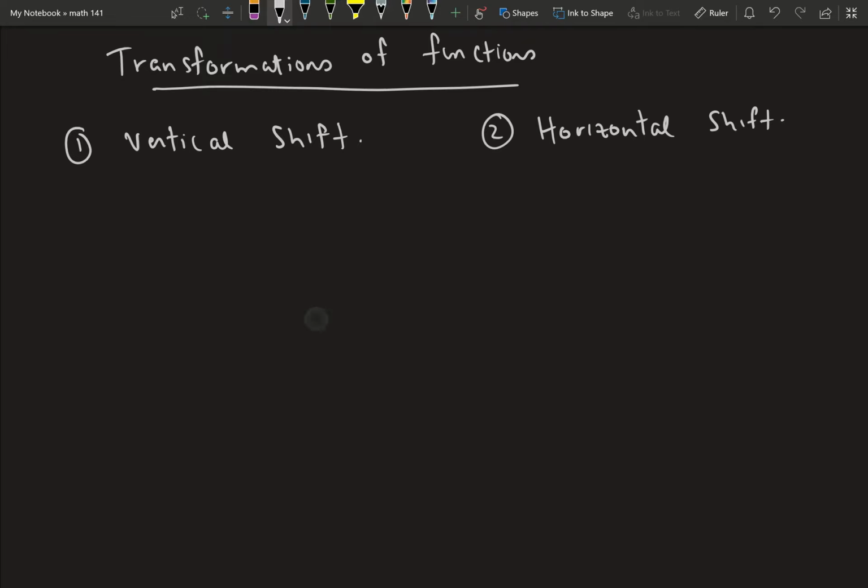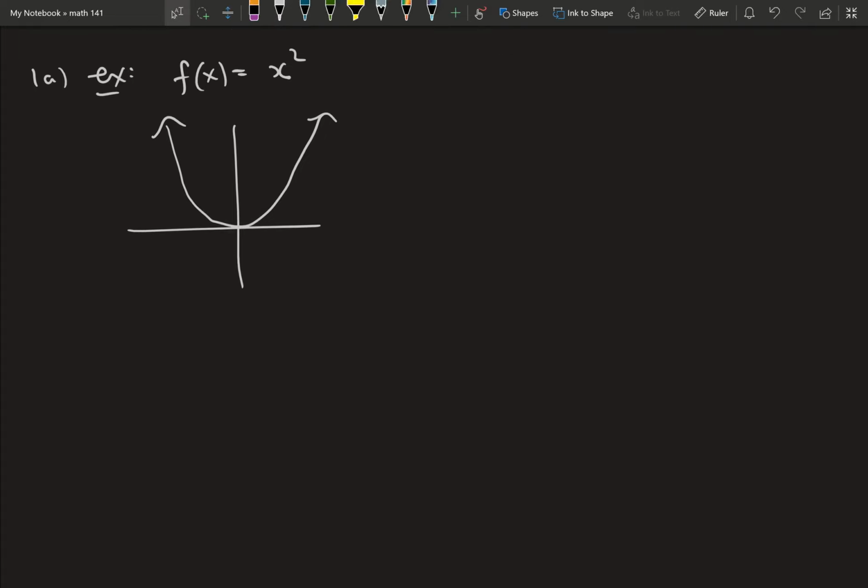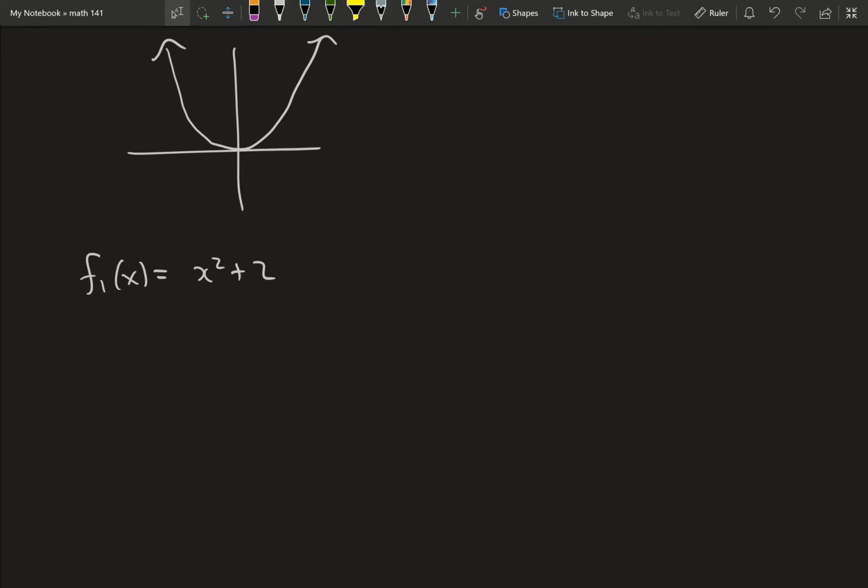So for the vertical shift, we'll do all of these by example first, and then we'll generalize it. So let's take the function f of x equals x squared. This is a well-known function. We've done the graph earlier, and this is just a parabola looking like this. And we say, okay, we want to move this up. How would we move it up? Let's take, I'll call this f1 of x, x squared plus 2. How would I graph that?